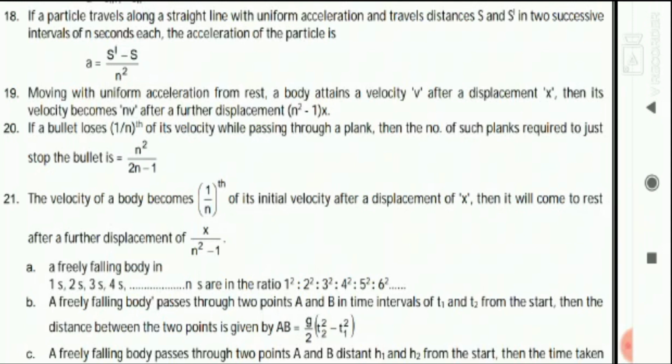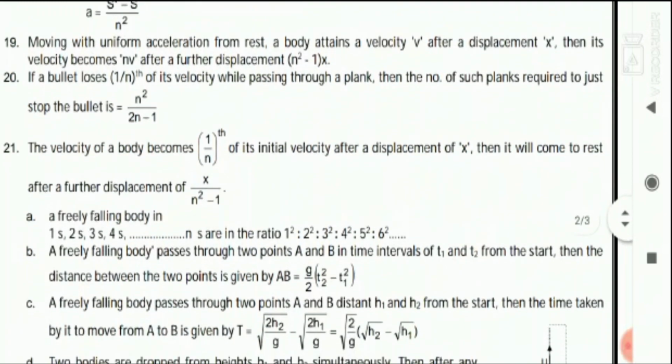Then 19th formula, moving with uniform acceleration from rest, a body attains a velocity v after a displacement x, then its velocity becomes nv after a further displacement of (n square minus 1) into x. Then you have to do a small derivation, but you can remember this formula and definitely it will help you. Now the next one is very important, the 20th one. Repeatedly this question is asked in earlier examinations.